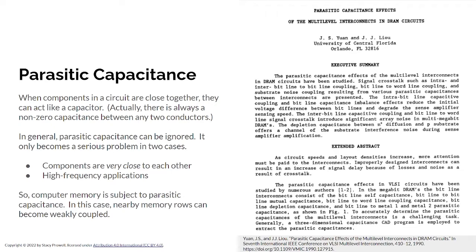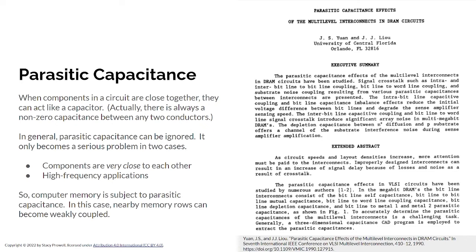Often you can ignore parasitic capacitance, but it can become a problem when you meet either one or both of these cases. Components are really close to one another, in which case you start to have to worry about parasitic capacitance, or you're in a really high frequency application where you're trying to jam through changes really quickly, and the capacitance is maybe acting like a choke. So computer memory is subject to parasitic capacitance. In this case, nearby memory rows can become weakly coupled. And this is not a new or surprising result.